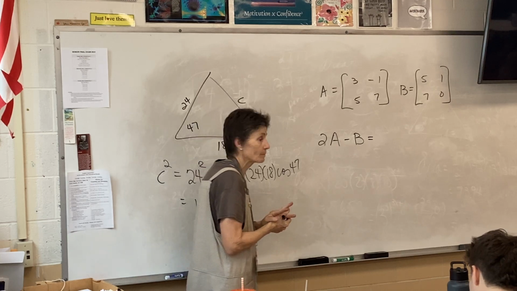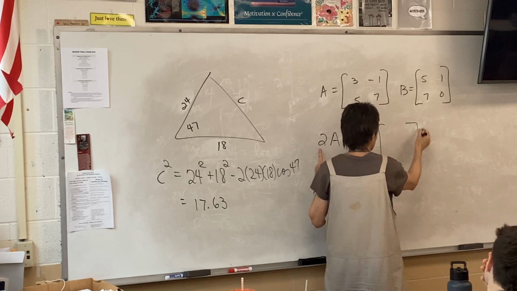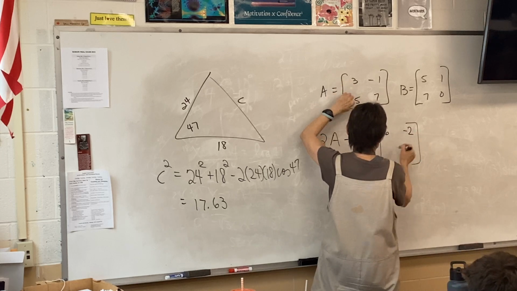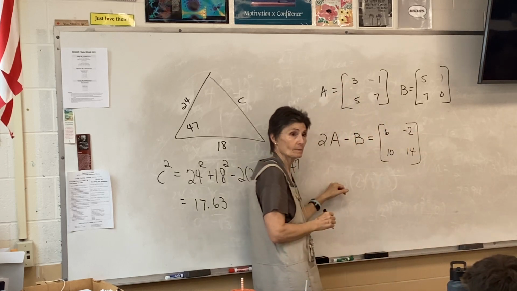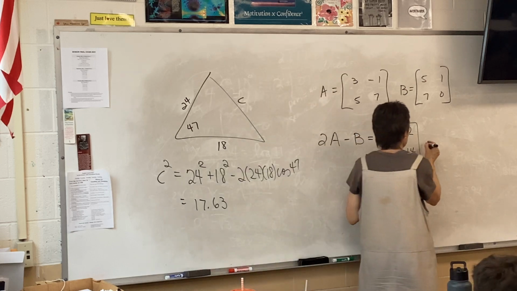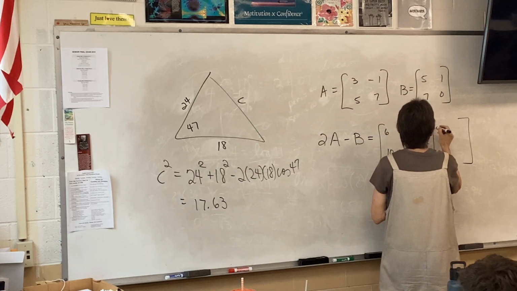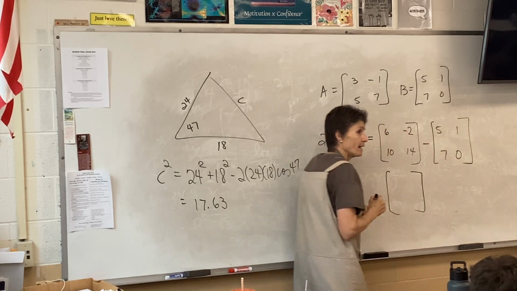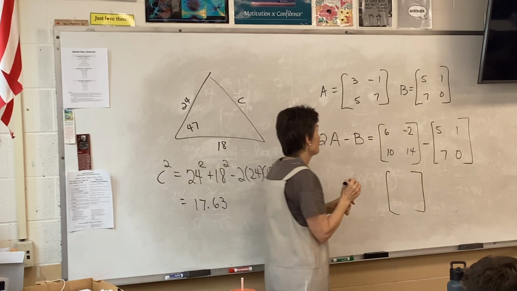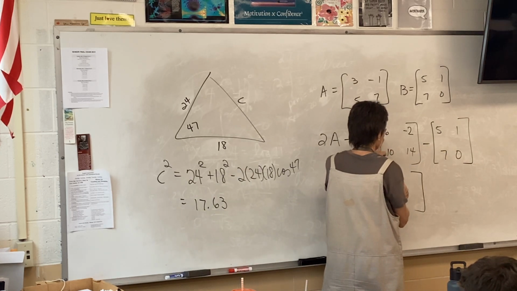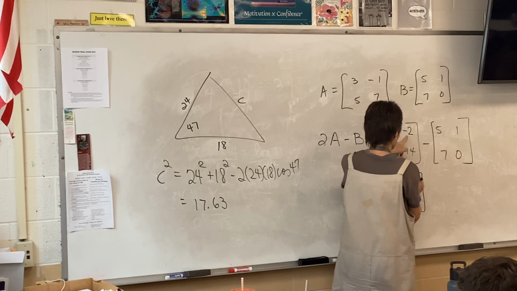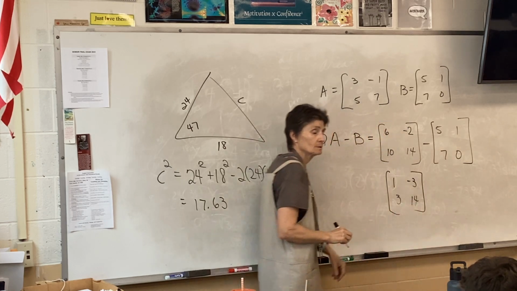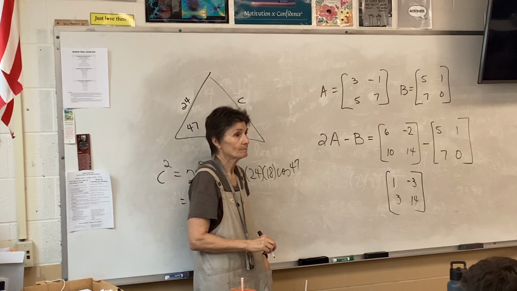Do you multiply all of A by 2? Everything in A is going to get times by 2. It's like a distributive. So that's going to be 6, negative 2, 10, and 14. And then we're going to subtract B. And to do that, we do entry by entry. So 6 minus 5, negative 2 minus 1, 10 minus 7, and 14 minus 0. Easy enough?